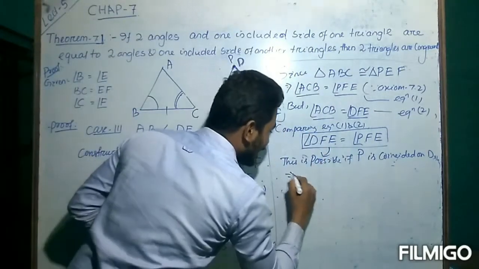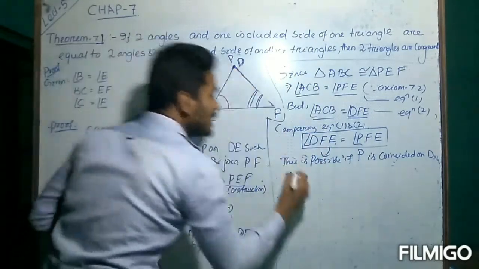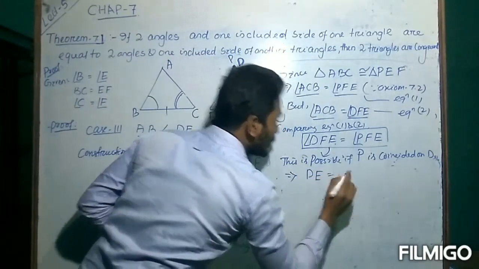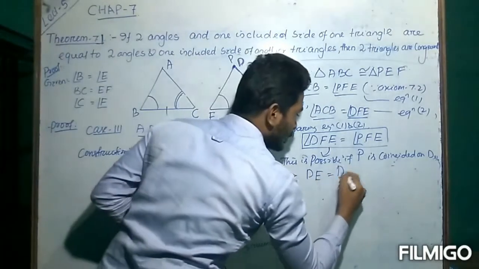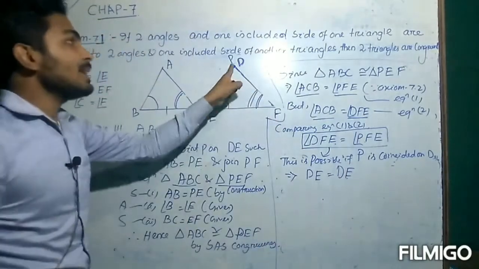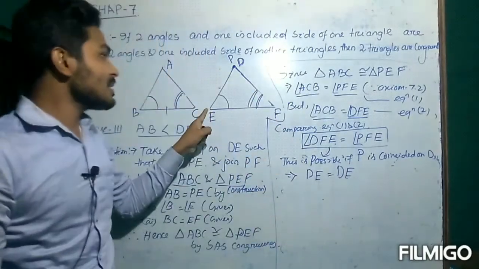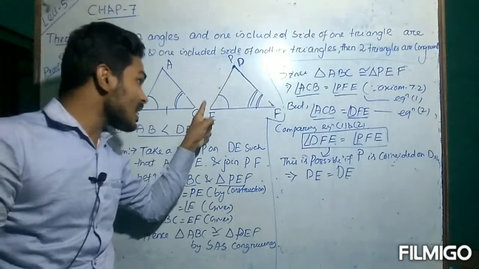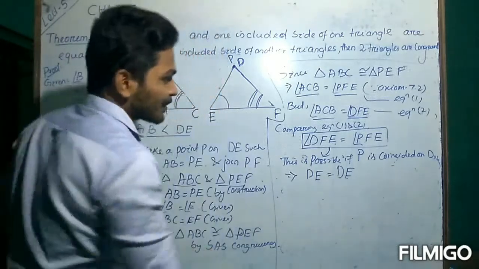So that we can write that the distance PE is equal to the distance DE. I have told you the reason. The reason is that P and D are the same point. So the distance from E to P is equal to the distance from E to D.